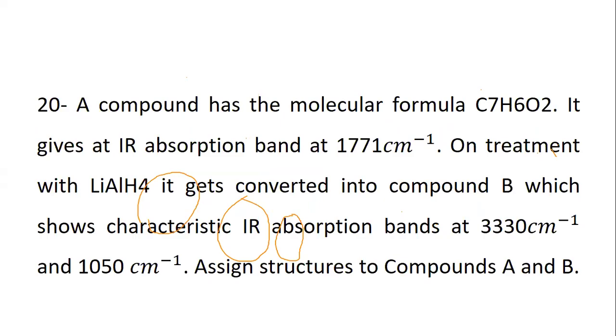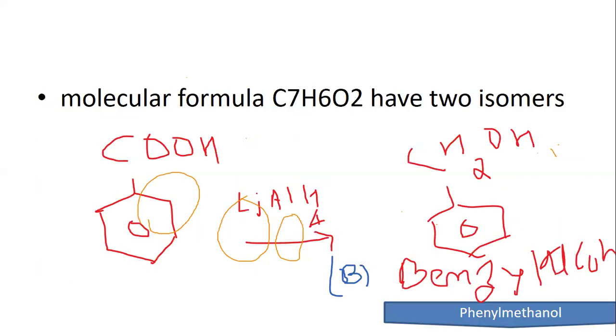Question number 20. A compound has the molecular formula C7H6O2. It gives a strong IR absorption band at 1771 per cm. On treatment with lithium aluminum hydride, it gets converted into compound B, which shows characteristic IR absorption bands at 3330 per cm and 1050 per cm. Assign the structures to compounds A and B.